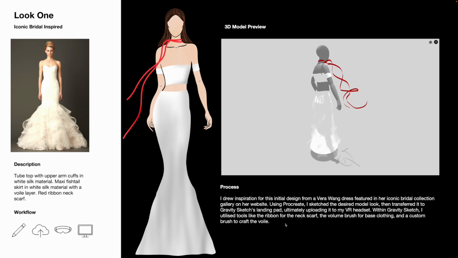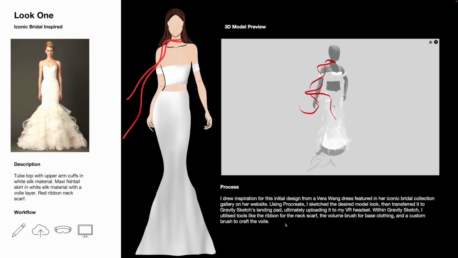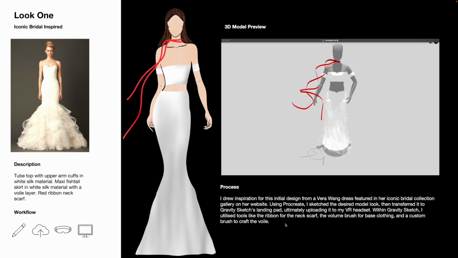So on these next slides, I'm showing, towards the left hand side of the screen, the inspiration picture that I've taken from Vera Wang's website. I've given a brief description of what I've created and the workflow. So the pencil represents me creating my 2D sketches in Procreate. The cloud is me uploading this to my launchpad on Gravity Sketch, which then I can use through my VR headset, hence the third icon. And then once my sketches were completed, I was able to upload them to my desktop.